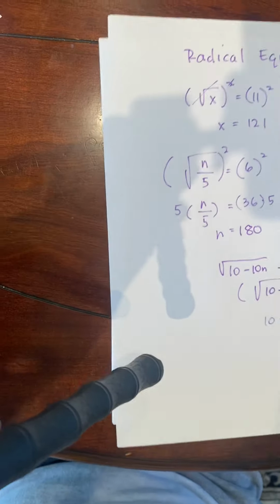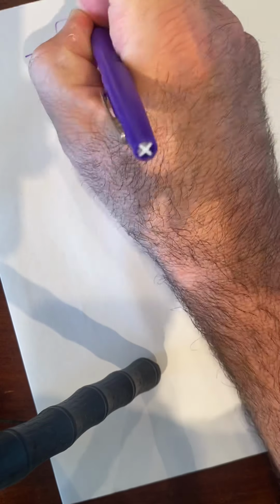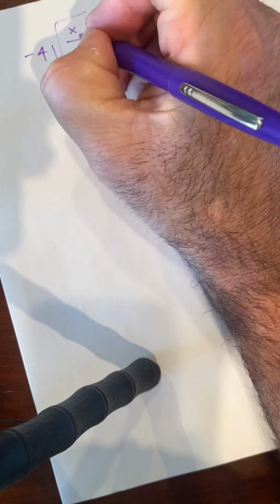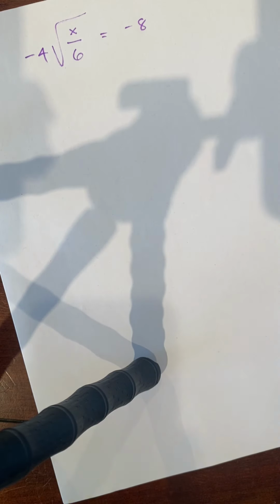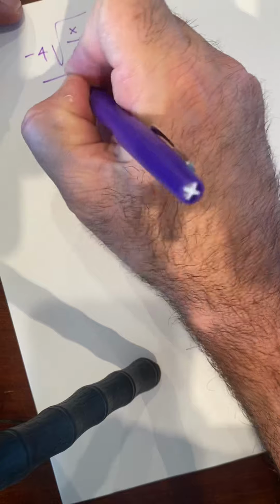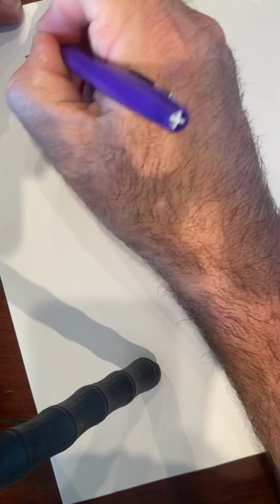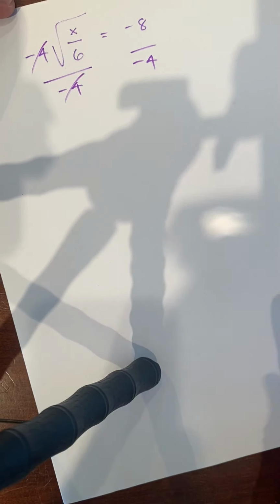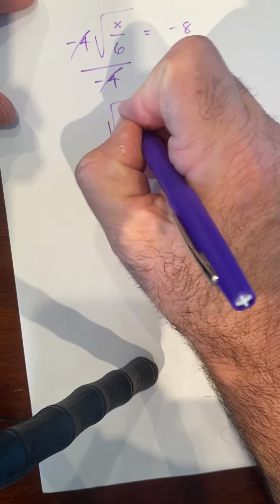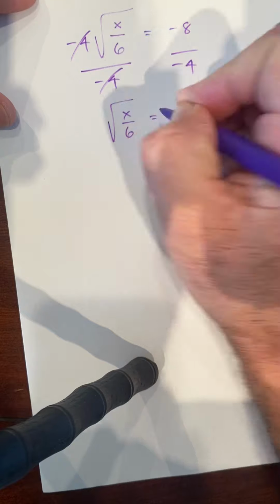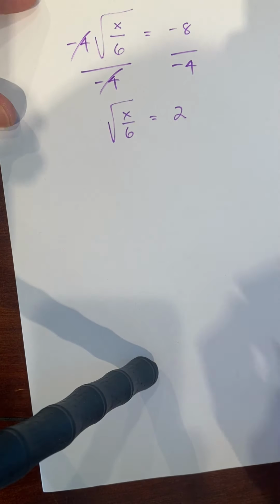One last example. Okay, let's say I have this one, negative 4 times the square root of x over 6 equals negative 8. Well, here I need to divide by negative 4. And negative 4 divided by negative 4 is 1, and those cancel. So then I'm left with the square root of x over 6 equals 2.